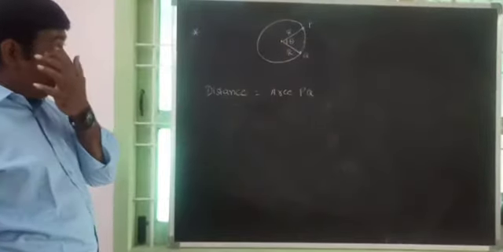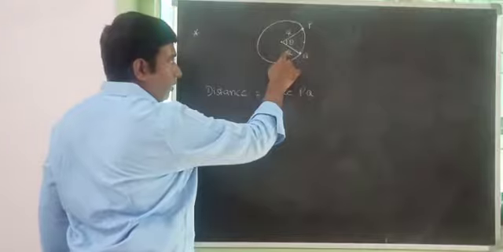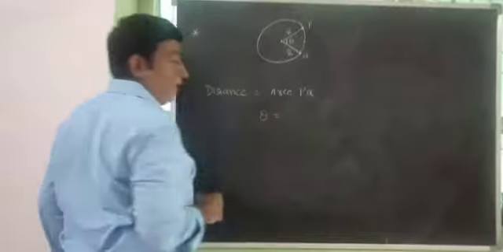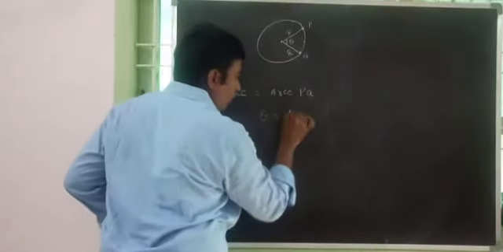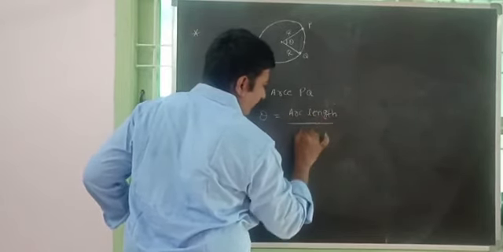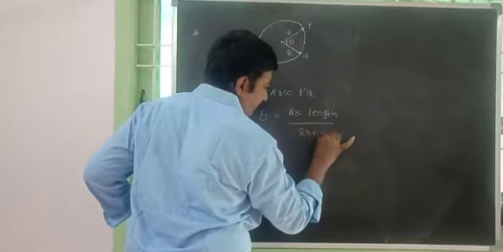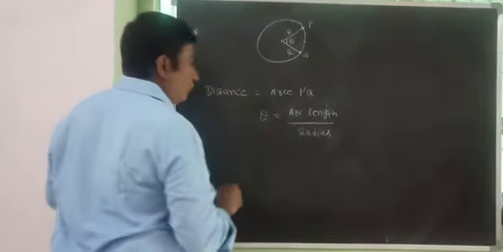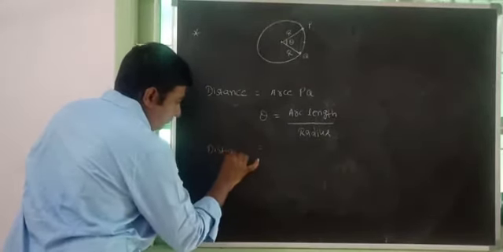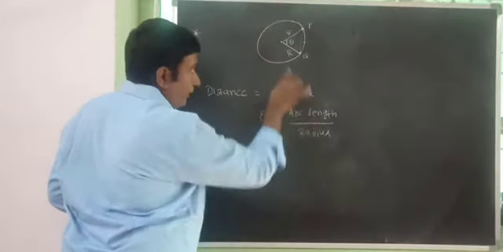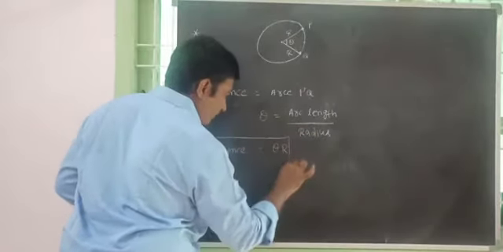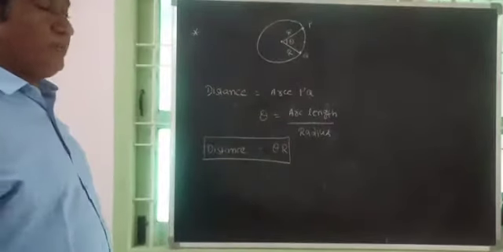But here they have not given this; they have given the r value and the theta value. From mathematics we have discussed that the angle made is equal to arc length by radius. Here arc length is nothing but PQ. So distance is equal to, moving the radius to the other side, r times theta. This is the distance, which is very simple.